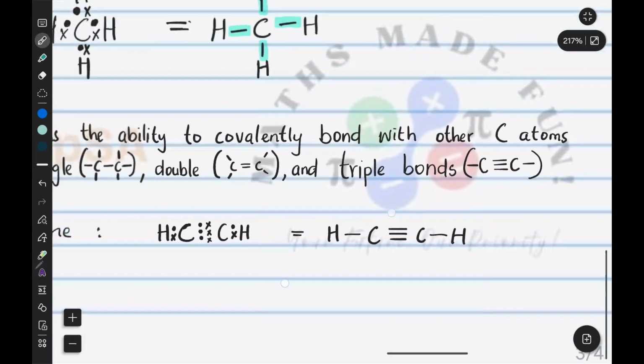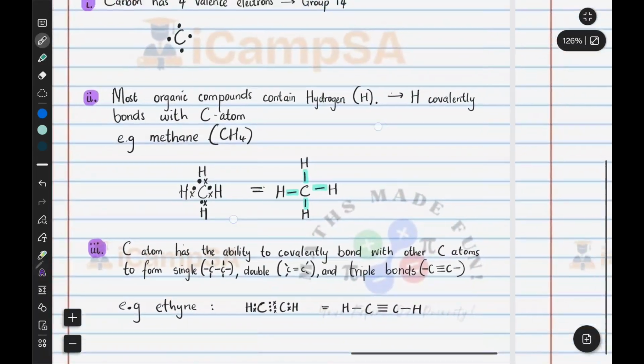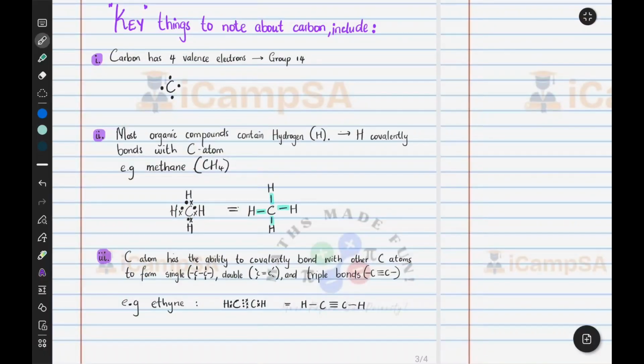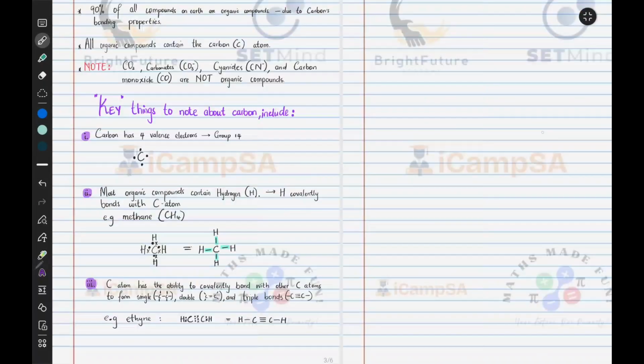Okay, so those are some key things that we need to note about carbon, which are responsible for the reason why 90% of all compounds on Earth are actually organic compounds. All right, so there are also other things that we could mention about carbon, but for now let's just focus on these 3. Okay, continue.